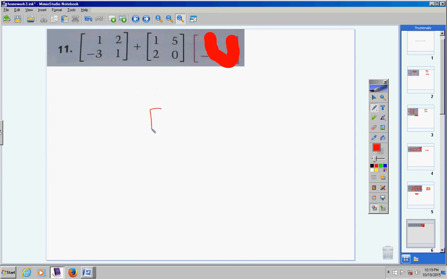So our answer would be 1 plus 1 is 2. 2 plus 5 is 7. Negative 3 plus 2 is negative 1. 1 plus 0 is 1. So there we go. If you struggle with your signed numbers, then use a calculator if you have to. Okay? And there we go. Alright. So pretty simple stuff.